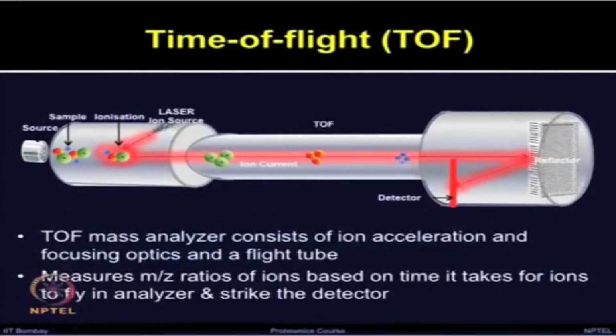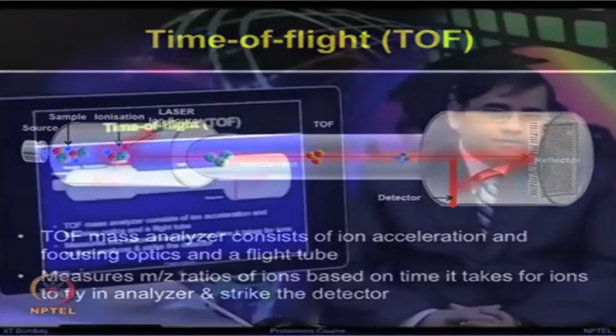So, the TOF mass analyzers consist of ion acceleration and focusing optics and a flight tube. As shown in the slide, you have a source, where sample ionization occurs due to laser beam bombardment. Then ions move in the time of flight tube towards the detector. Often we can also add a reflector, an ion mirror, which can increase the path length. The time of flight tube measures the mass to charge ratio of ions based on the time it takes for ions to fly in the analyzer and strike the detector.